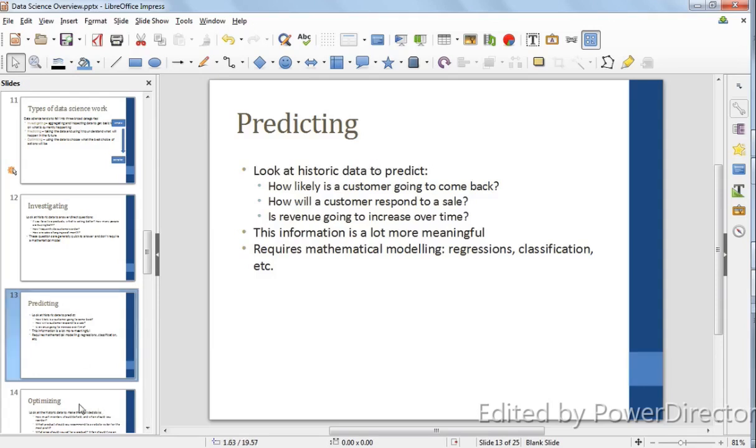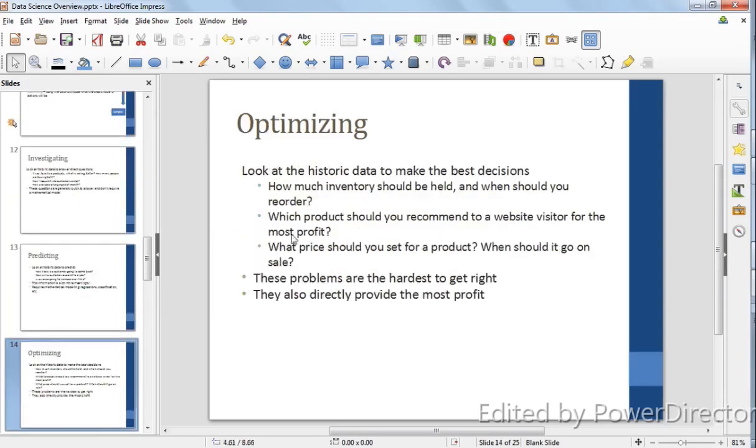So third is optimizing. In optimizing, the questions are like this: how much inventory should be held, when should you reorder, which product should you recommend to the website visitor for the most profit. This kind of problem is like recommendation engines. This is a separate kind of problem which you handle in data science. There are a lot of problems which you do in data science, and these are the types of work which I am trying to explain.